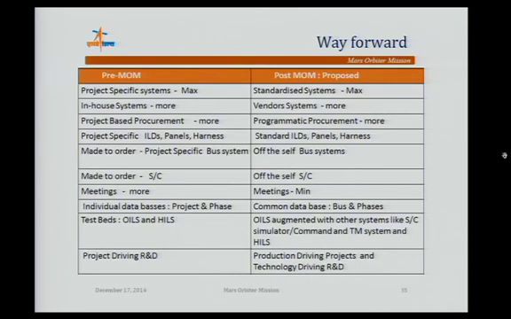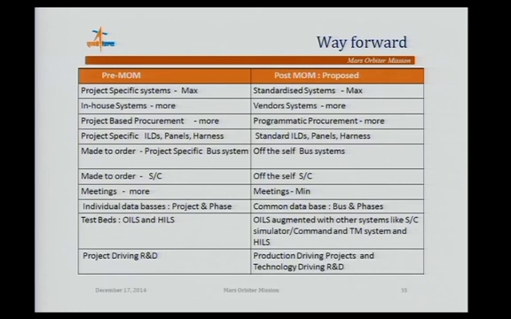This is basically what we got from the Mars mission, if I take it for the way forward. You can see the pre-MOM and post-MOM if I compare. Basically project-specific systems, where the maximum number of systems were specific to a particular project. But now we have standardized systems, that means standard systems will be available. We can plug in those systems for any of the spacecraft. That means a spacecraft can be manufactured or realized using those systems.